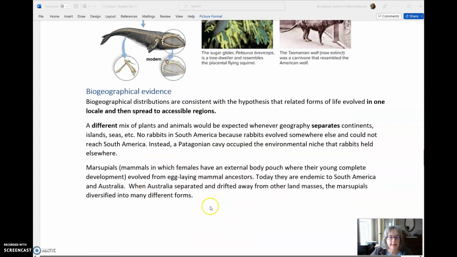And that's kind of what this says. Marsupials, animals in which females have external body pouches where their young complete development. This is like a kangaroo pouch. Evolved from egg-laying mammal ancestors. Today, they are endemic to South America and Australia. Okay.